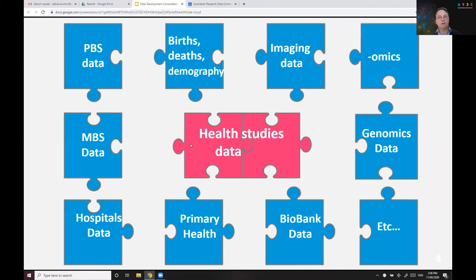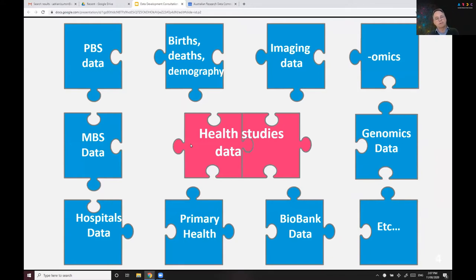Today we're talking about a health studies data asset. That's part of a big jigsaw puzzle of data that's related and overlapping. In this initiative, we're focusing in on that middle part, the health studies. It's not meant to be complementary types here, but just to give us an idea of what the focus of this initiative is.